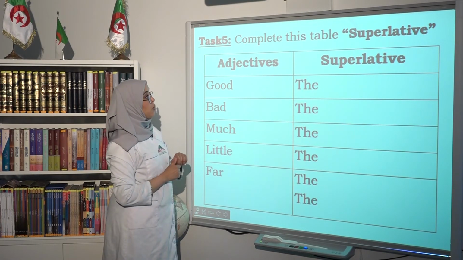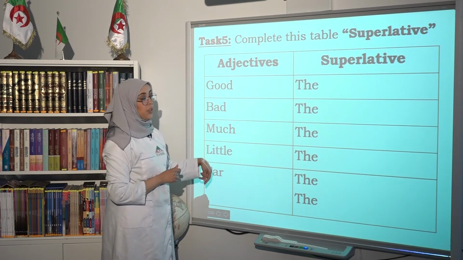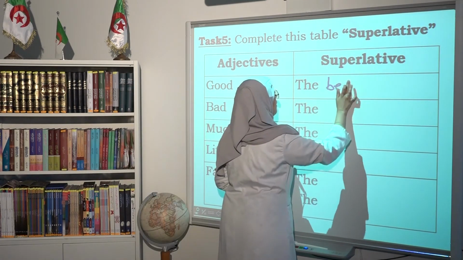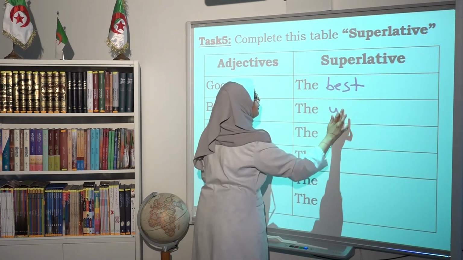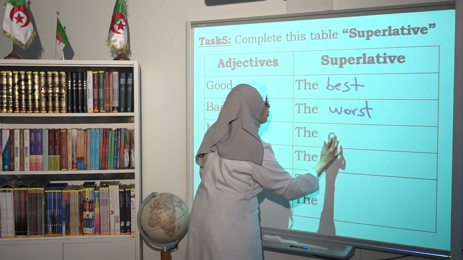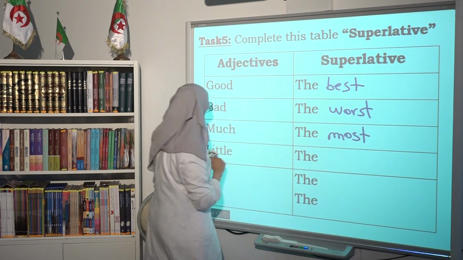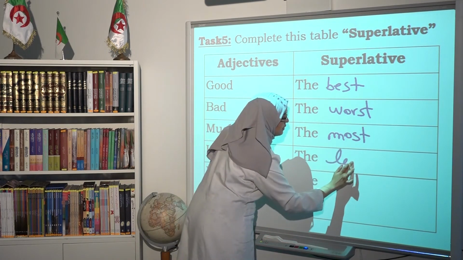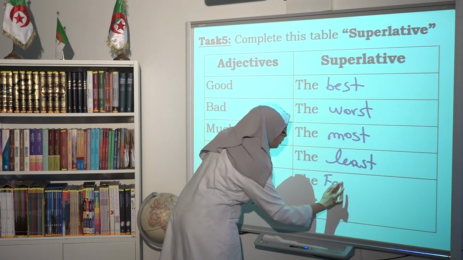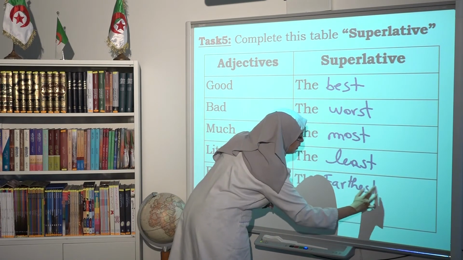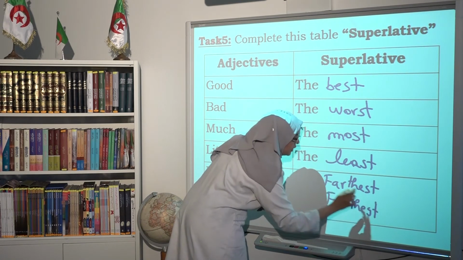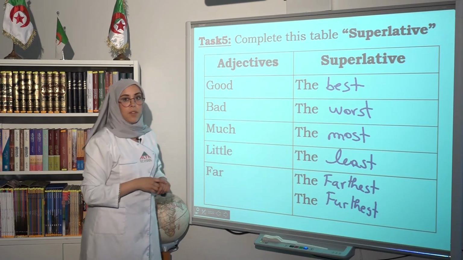Now, complete this table, superlative. Now what do we have here? We have the irregular adjectives, and you have to learn them. Good, the best. Bad, the worst. Much, the most, okay? Little, the least. And for far we have two, farthest and furthest. We said one is for the physical distance, the other one is a figurative one.